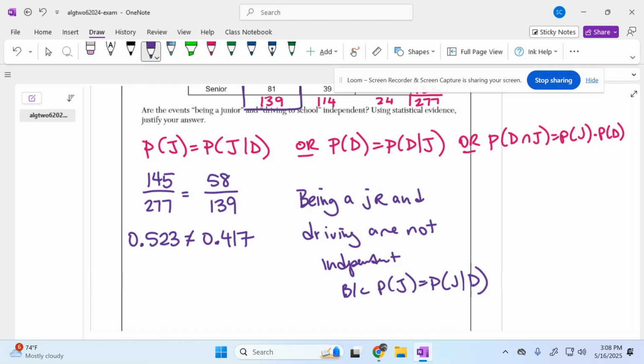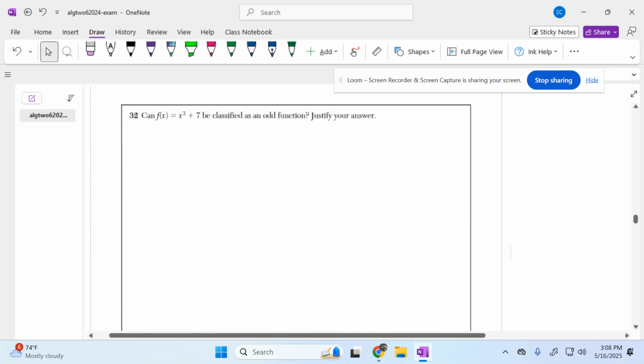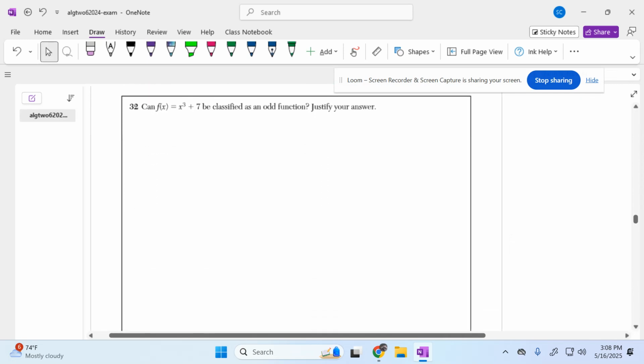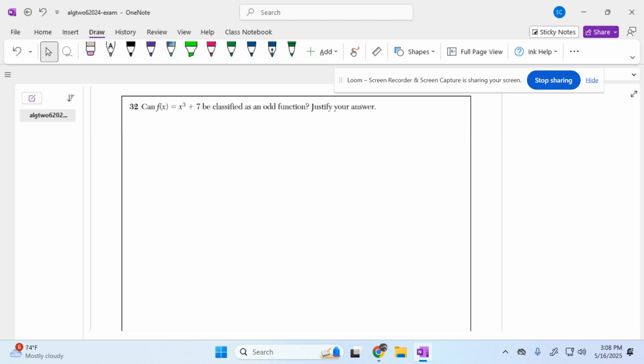All right, last question for this video. I'll have another video out for the part 3 and 4 problems. So this is asking us, can this function be classified as an odd function? It doesn't say algebraically, so you could explain this graphically. I'm going to choose to do it algebraically.